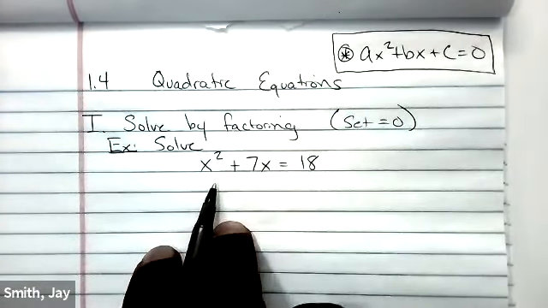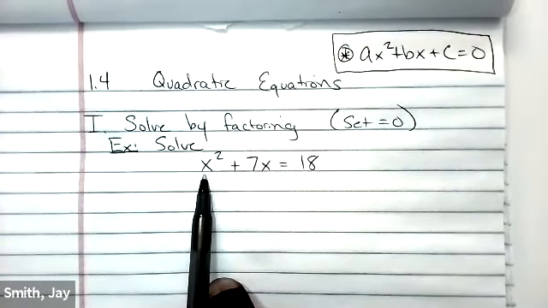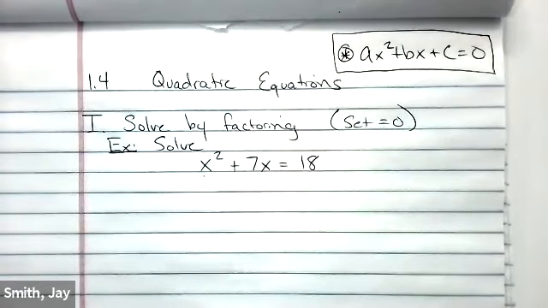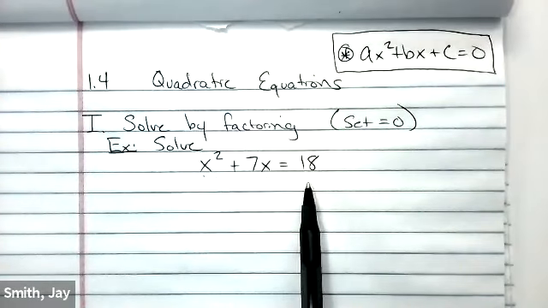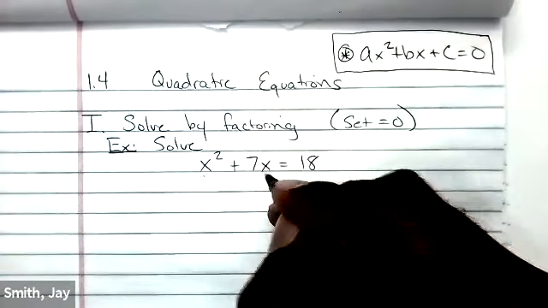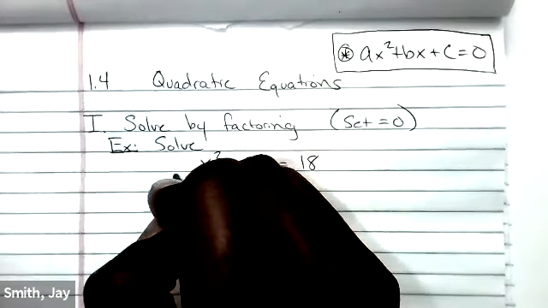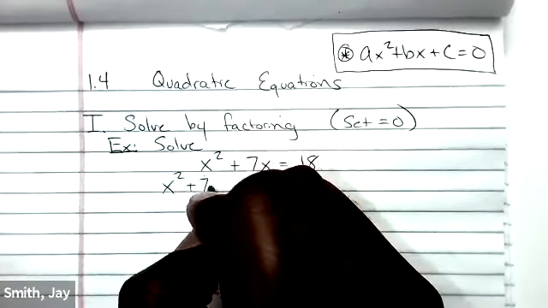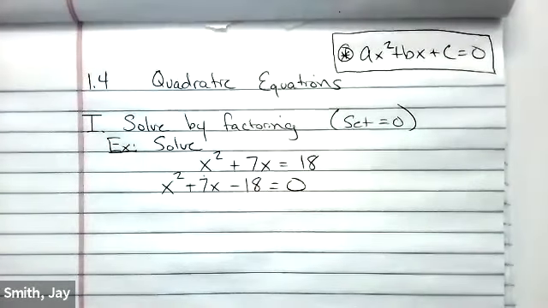If we're given this quadratic equation, one, we know it's quadratic because we see the highest degree is 2, or the highest exponent on x is 2. First thing we want to do is 0 out the equation. If we look at it, we have x squared plus 7x is equal to 18. First thing we want to do is subtract 18 from both sides of the equation. So now we have the quadratic x squared plus 7x minus 18 is equal to 0.